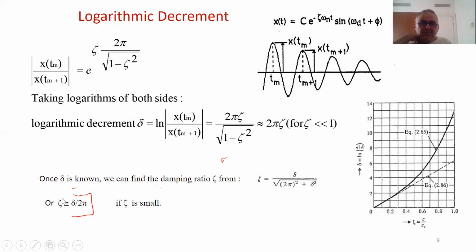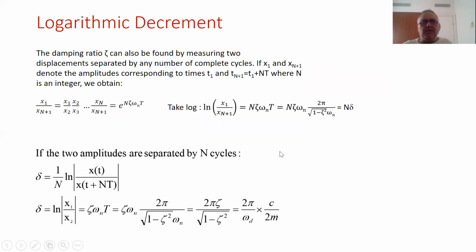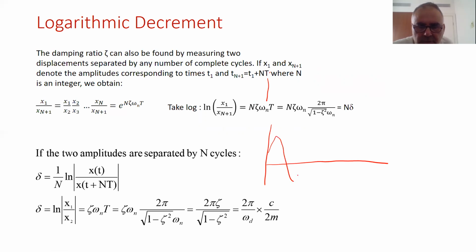But the problem is you might not be able to find two peaks next to each other, but rather you might be able to measure lots of peaks and find a more accurate response. Let me plot something here. Let's say that the response looks like this. Say that this is x1. This is, let's say, xn. So you have n peaks from here, this one, etc. You might have more.